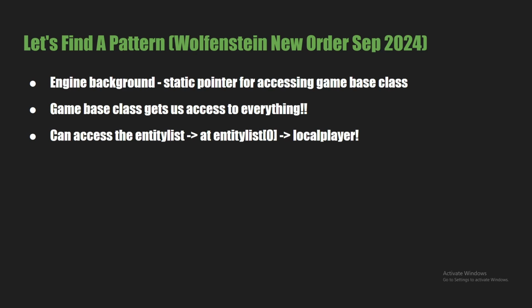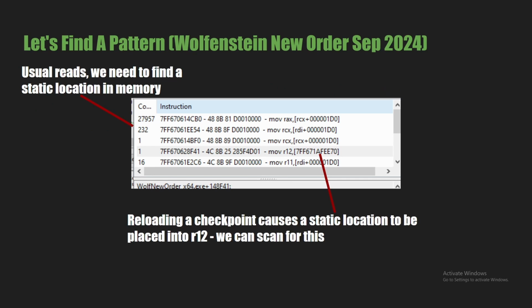So in this case, the entity list, well, we found the entity list from the base class, and in the entity list at the index 0 is our local player. So it gives us essentially everything we need, and we can sort of work off that. It's a really good starting point. And it also just happens that, obviously, as I said, it uses a static location in memory, which is really good and always brilliant for us.